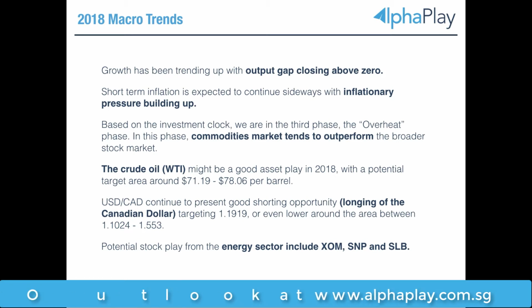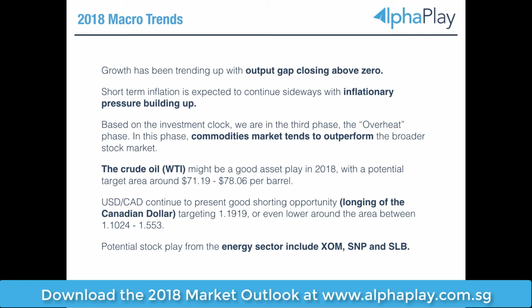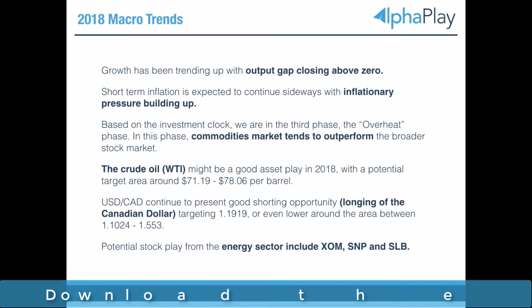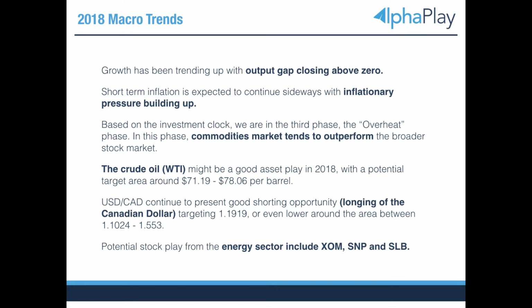Where I come up with all this conclusion, you can find it in the report. These slides, or whatever you see today, is a summarized version, or I would say a conclusion of what I did based on the research. First, Lester shared this as well: growth in terms of GDP has been trending up. The important aspect in macro analysis is output gap is closing above zero.